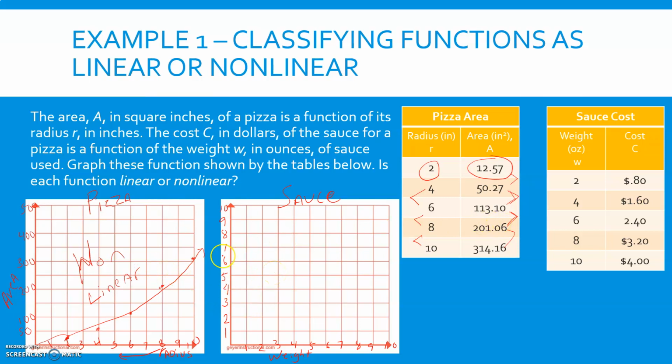But then when we graph our sauce and the cost of it, when we go over 2 ounces, our cost is 80 cents, and so over 2 and up to 80 cents there. And then when we go to 4, it's $1.60. Then when we go to 6, it's $2.40. And when we go to 8, it's $3.20. And to 10, it's $4. And as we look at our change again, every time we go up by 2 on our x-axis, we're going up by 80 cents here.